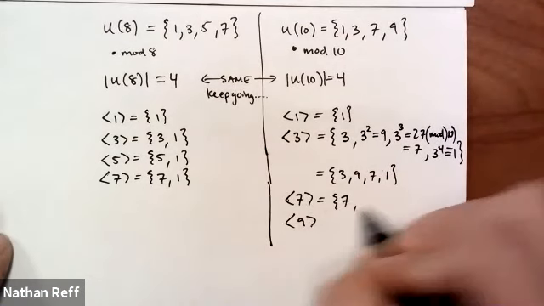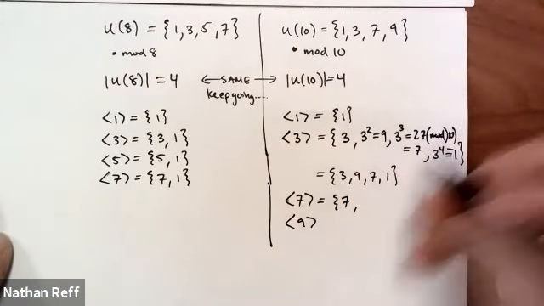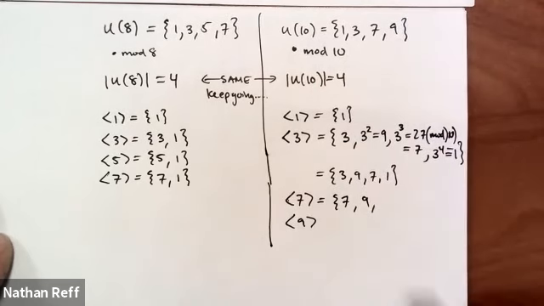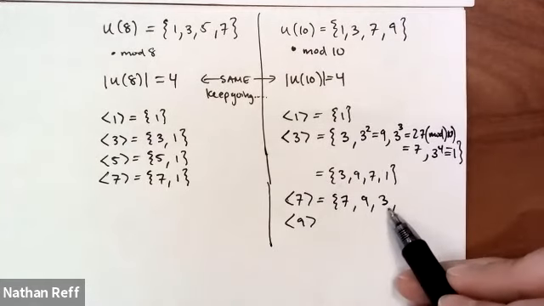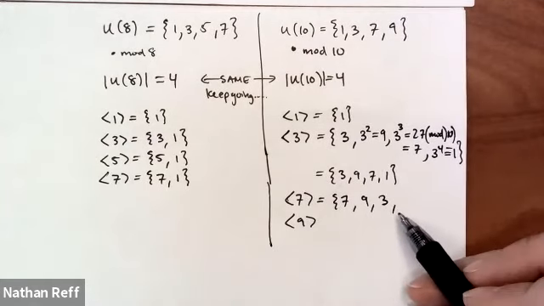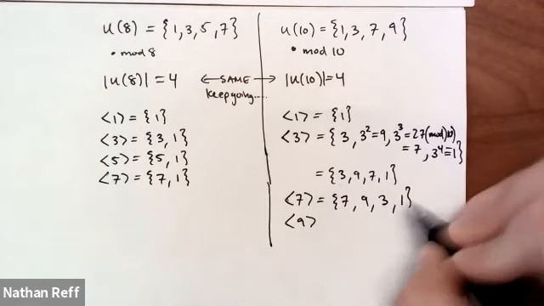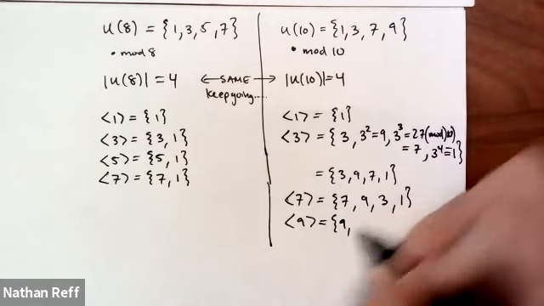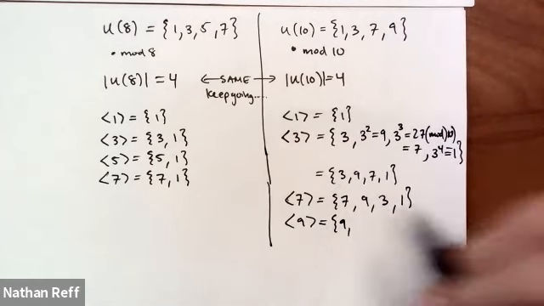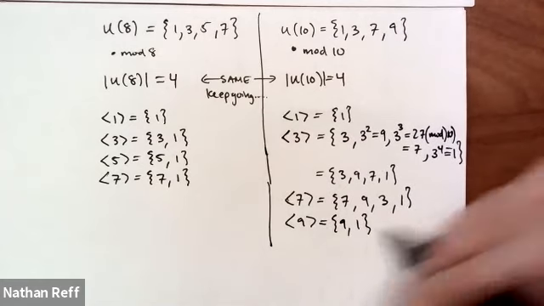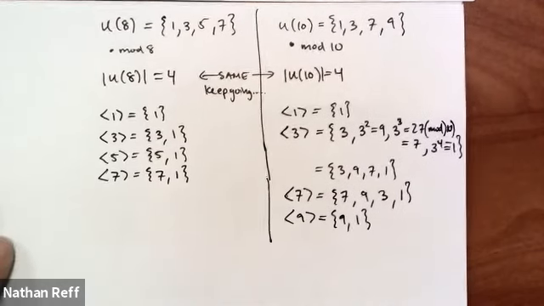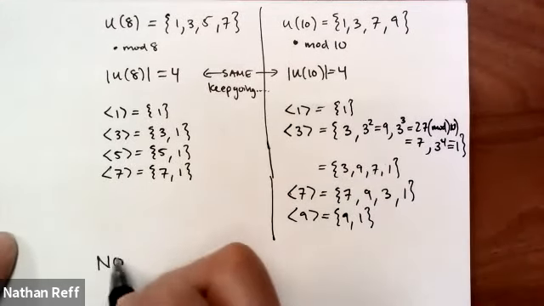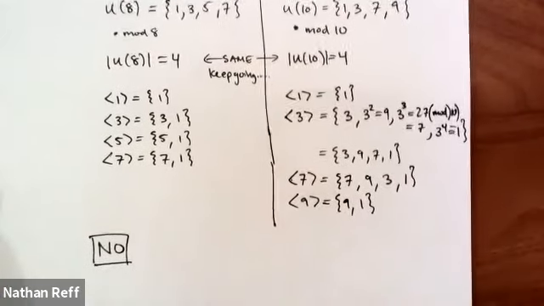So 7 squared is 49. Modulo 10 is 9. And then 7 times that would be 63. Modulo 10 would be 3. And then 7 times that would be 21. Modulo 10 would be 1. 9 is a little nicer. 9 squared is 81. Modulo 10 is 1. Yeah. So this is a big fat no.